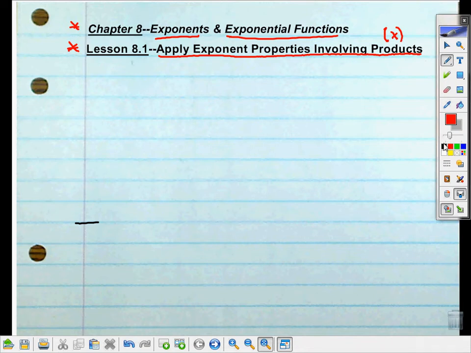For your notes today, please, if I write in black, copy it down. If I don't write it in black, you do not have to copy it down.